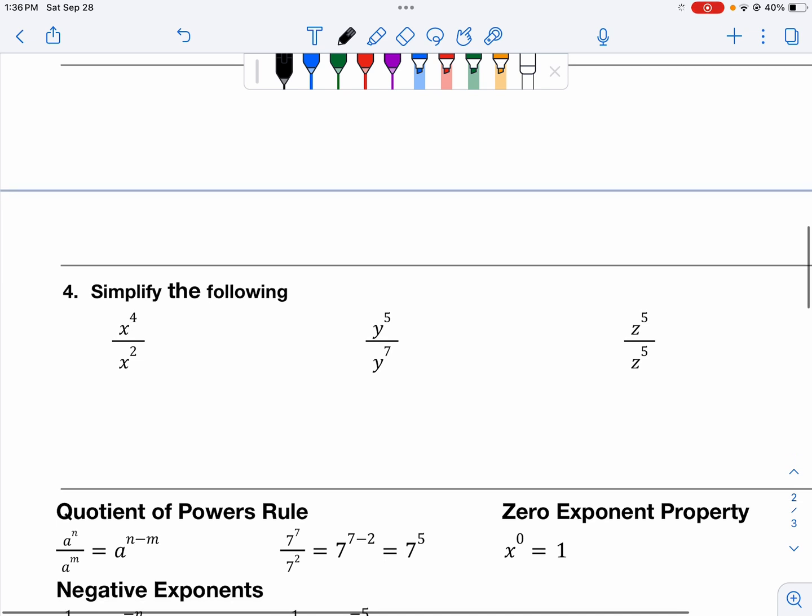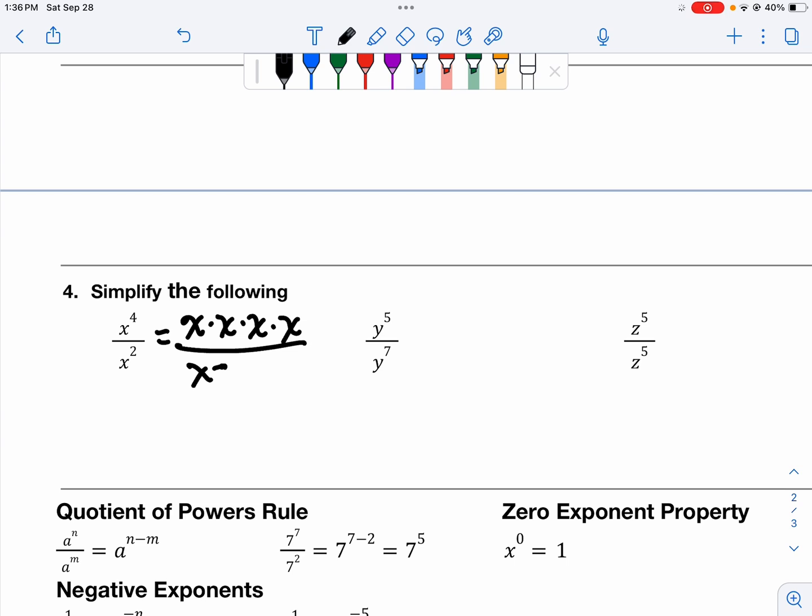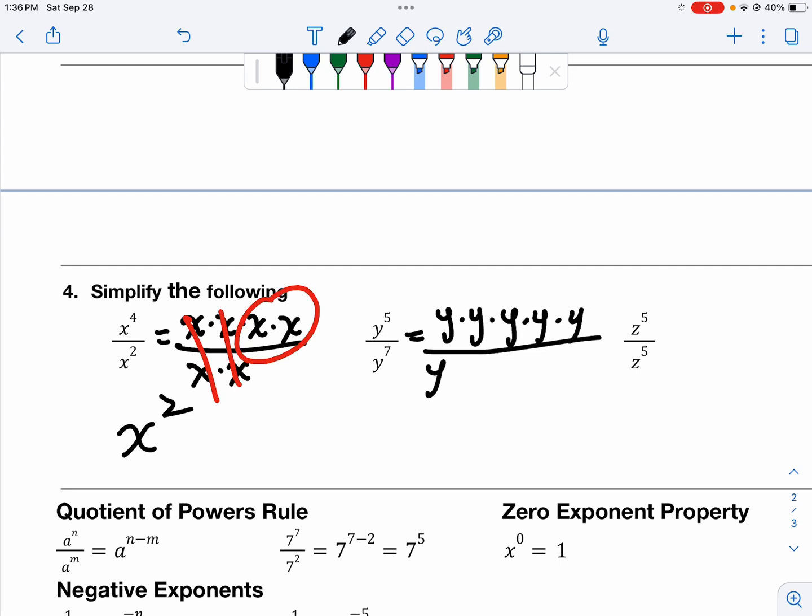So I want to remind us that x to the 4th over x squared would be x times x times x times x over x times x. And what we're going to do is we're going to cancel and cancel. We're left with 2 x's, which is x squared. That makes sense. 4 minus 2 is 2. Now, here, let's talk about this. I'm going to expand these y's out. Y times y times y times y times y over y times y times y times y. Sorry, I got to get to 7 here.